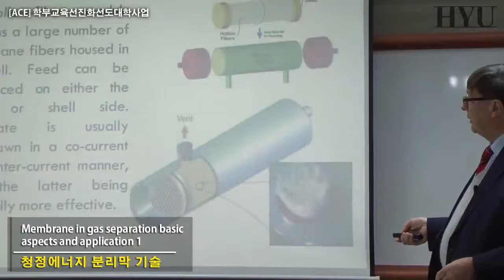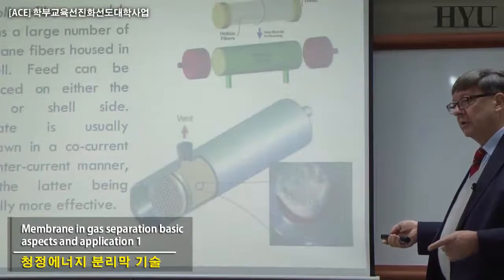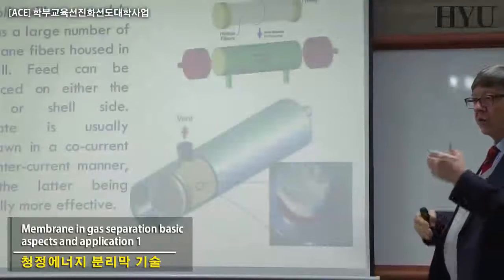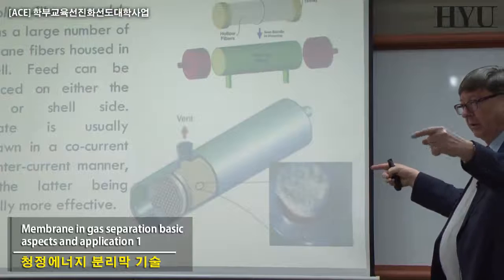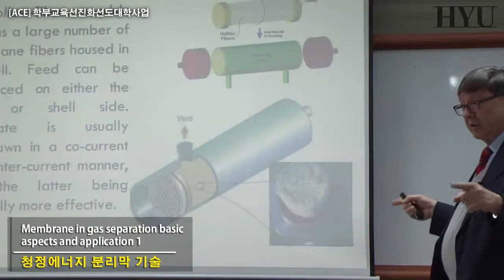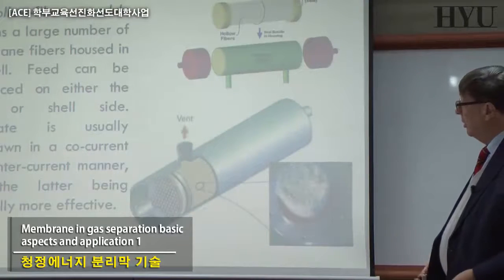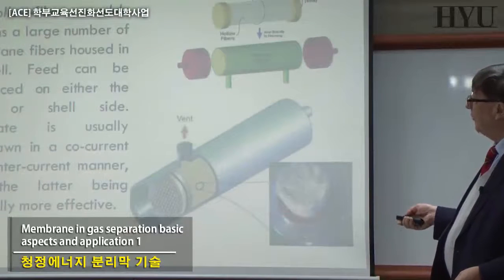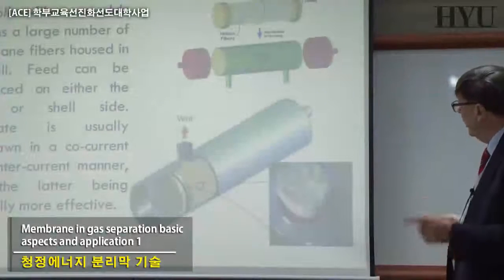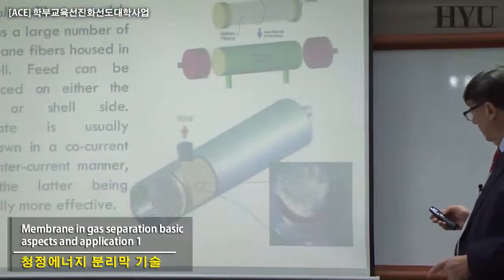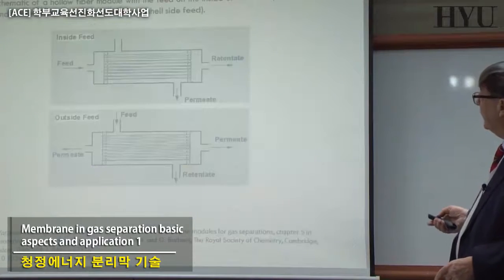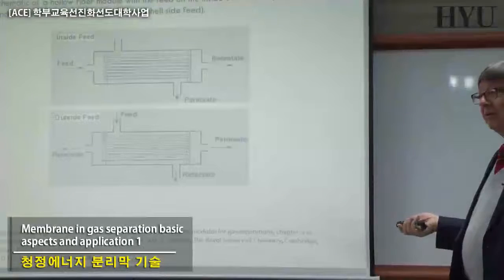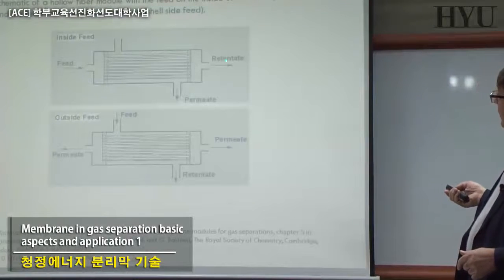Normally they operate in counter current. Counter current, as you know, is much more effective than co-current for controlling the driving force along the length of the system. So normally you have 1,000 and 1,000 of these fibers, and you can operate in two different ways here. That's already the first difference that does not exist in RO.